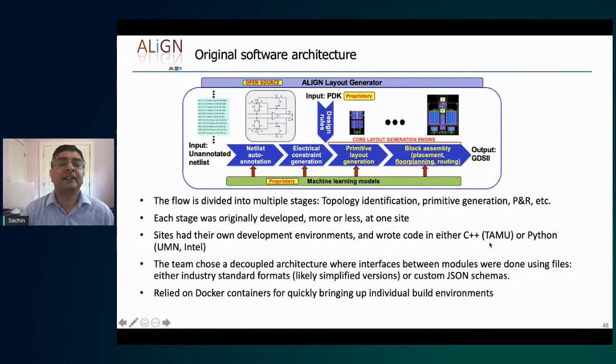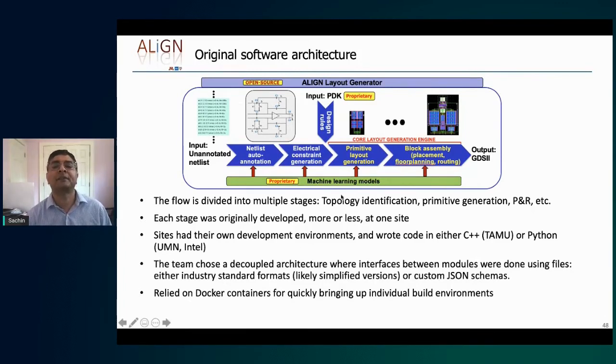Now, because we're doing this as an open source project, it's really important for us to also pay attention to the software architecture. So like I said earlier, this was a distributed team, one in Portland, Oregon at Intel Labs, one in College Station, Texas at Texas A&M, and one in Minneapolis, Minnesota at the University of Minnesota. So initially, the way we did this was we divided the flow into multiple stages. Each had a primary owner.